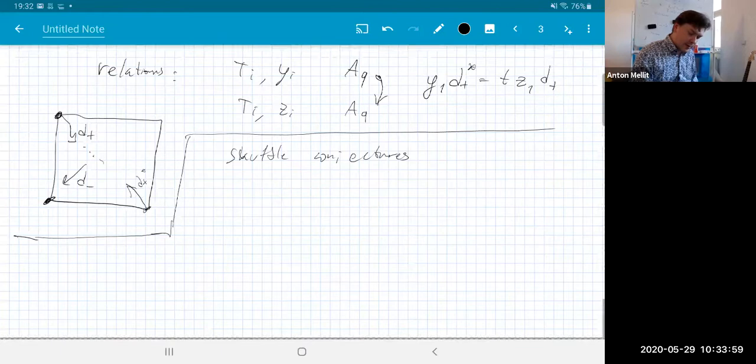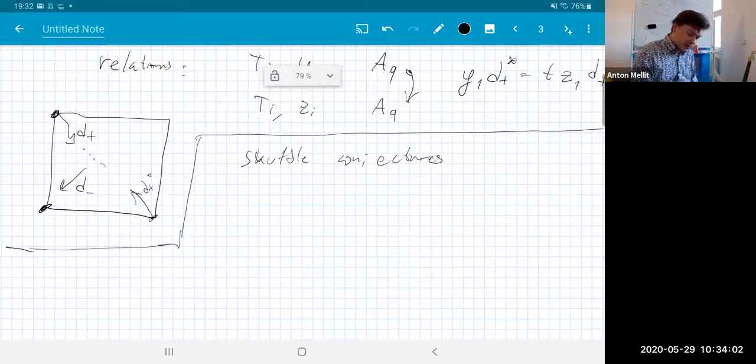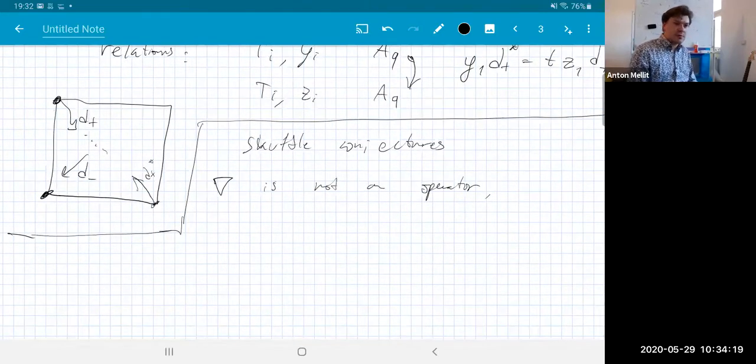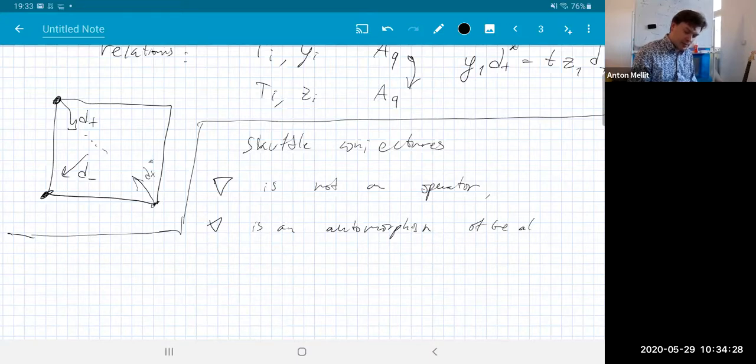Conjectures is that, so the idea is that it turns out that nabla should be seen not as an operator. It is an automorphism of the algebra corresponding to the Dehn twist.